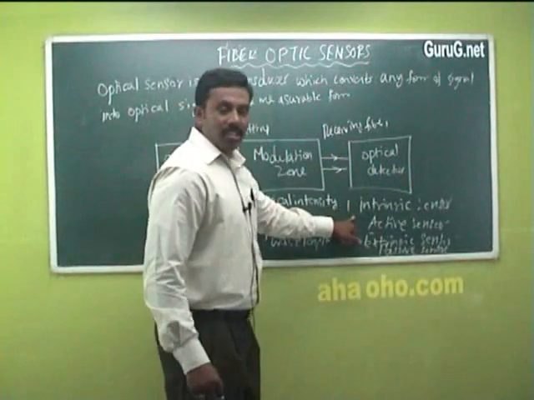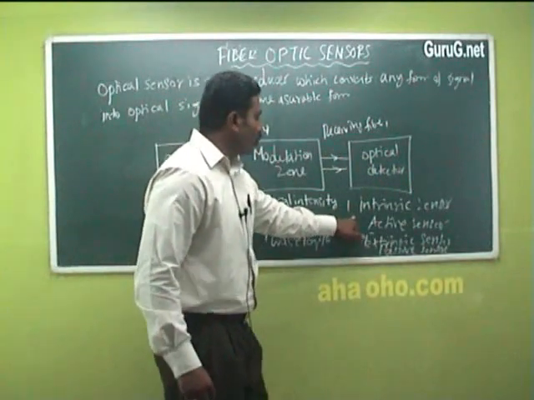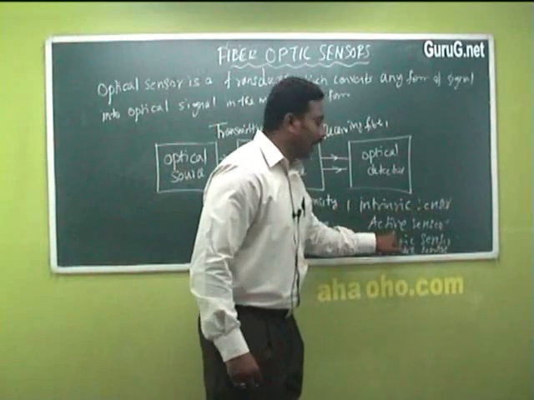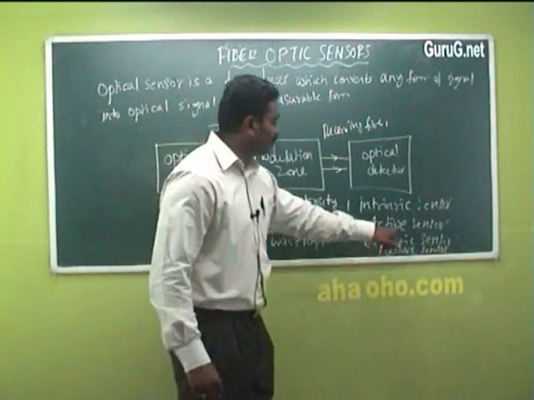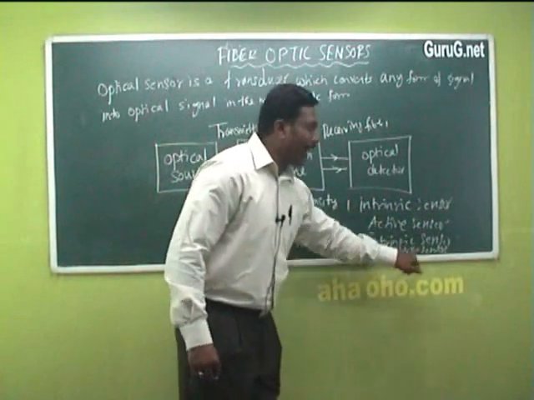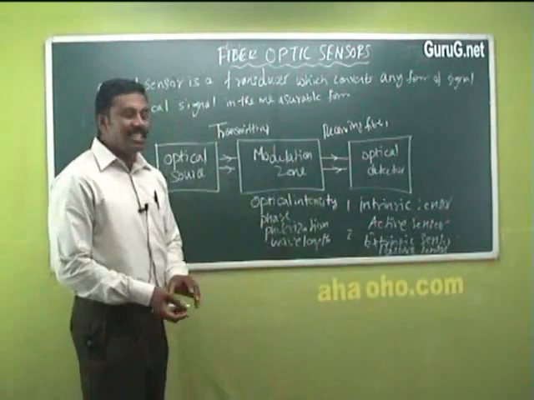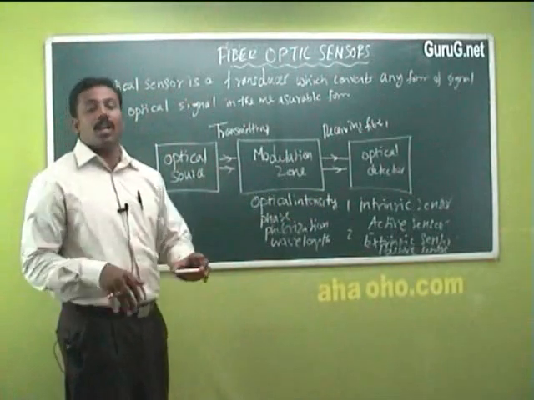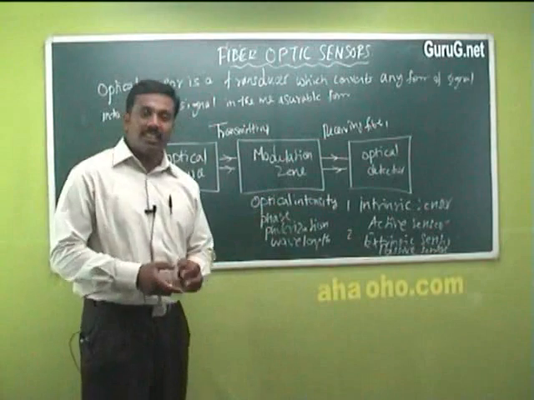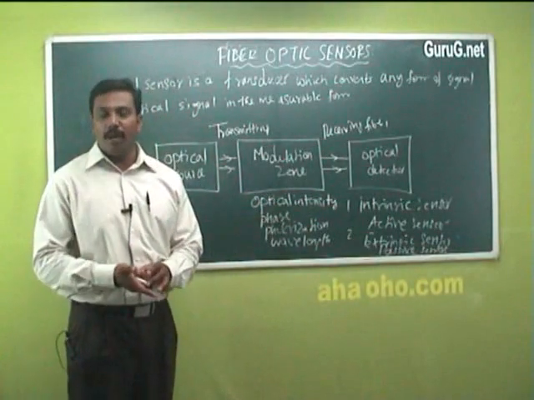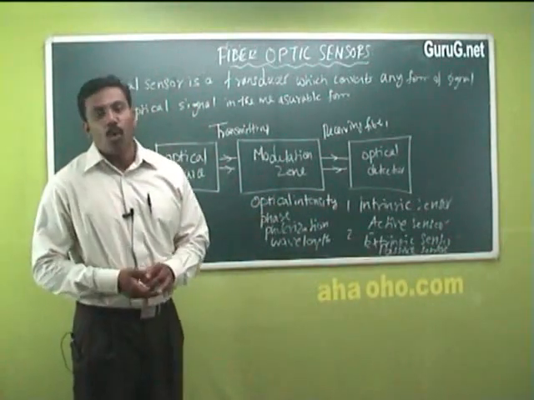Fiber optical sensors are classified into two different types. One is the intrinsic sensor, otherwise called an active sensor, and the second is the extrinsic sensor, or passive sensor. Intrinsic sensors are sensors in which the optical fiber itself acts as the sensor. In the case of an extrinsic sensor, the optical fiber is used as a waveguide.